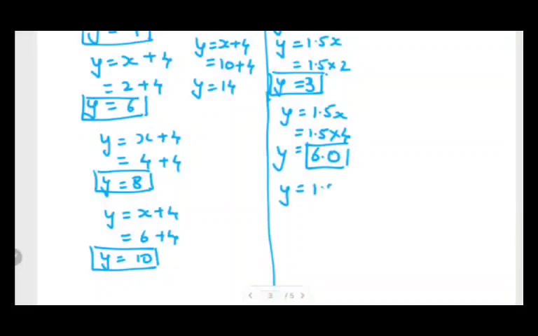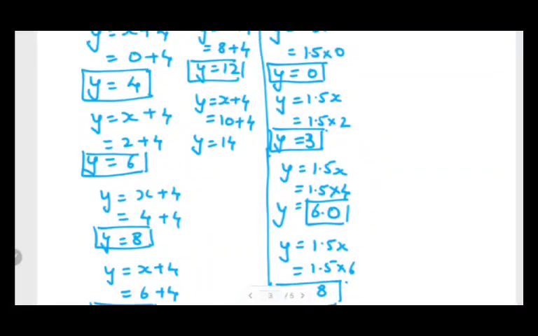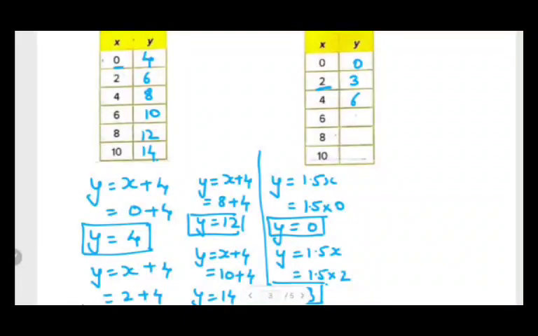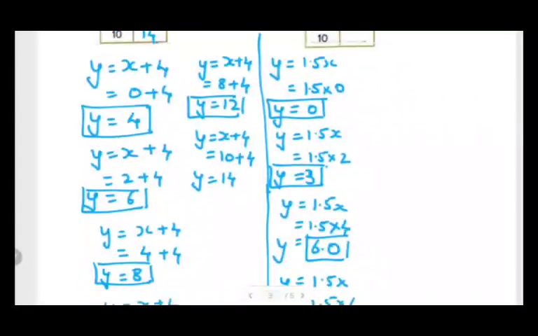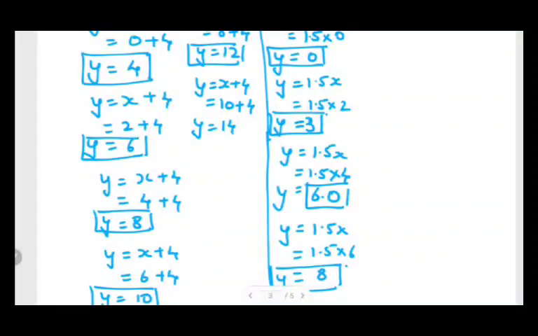Y is 1.5x. 1.5 into 6. So y is going to be 8. Is it? Let me check. 6 5s are 30, 6 1s are 6, so it's 9. Sorry children, it's 9.